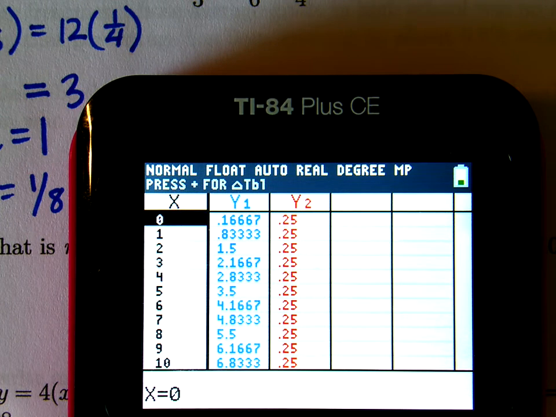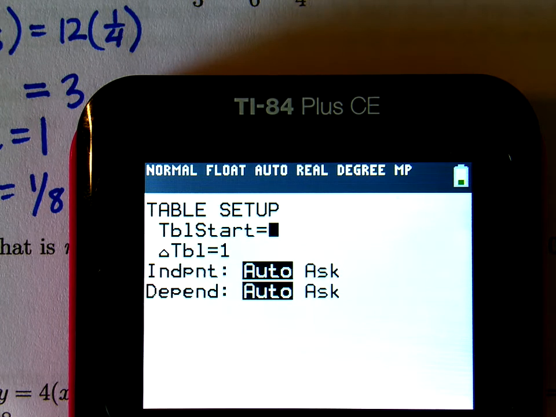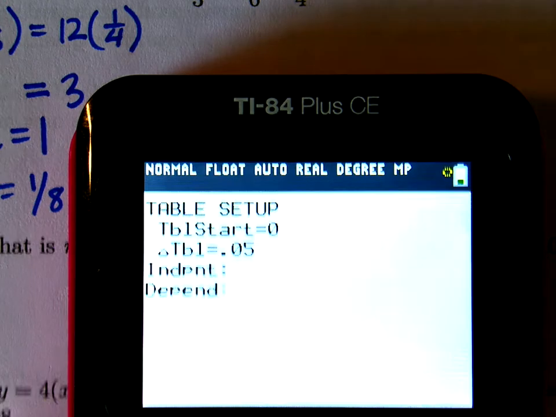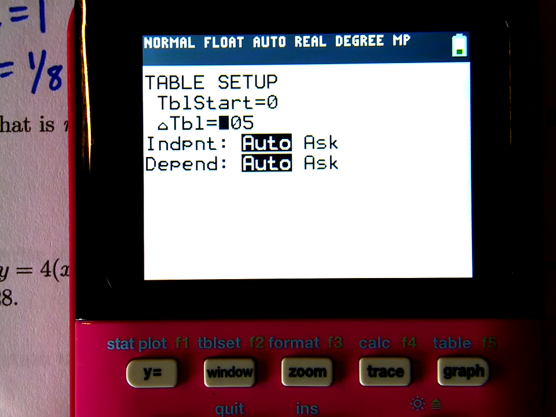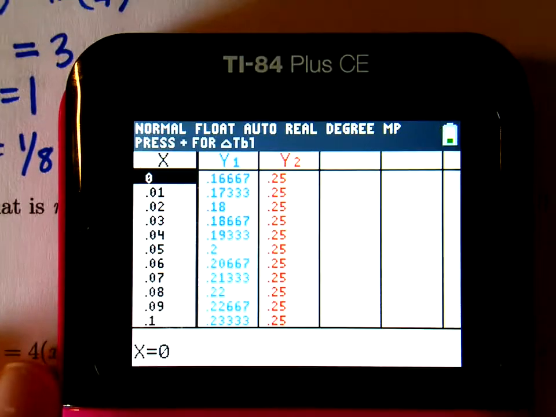Somewhere between 0 and 1. And now I'm going to start at 0 and count up by maybe 0.05s again. Go back to the table. And let's see, did that work? No. Oh man. So back to the table set. And this didn't work, so 0.01 maybe? And now I'm going to go to the second table again.